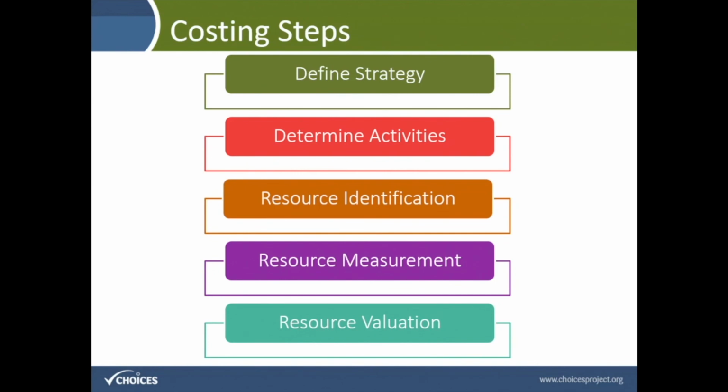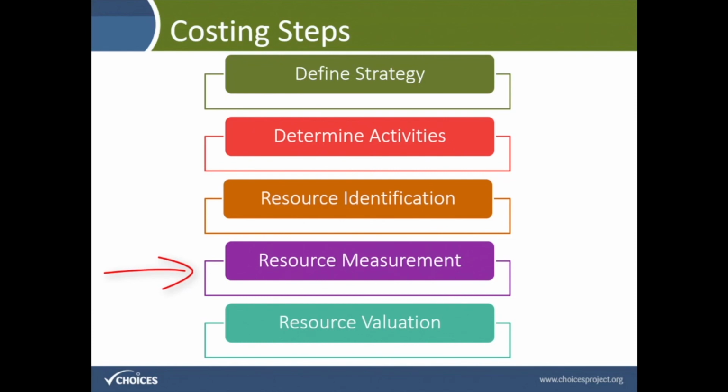So we sort of walked through the first three of the 5 costing steps. We defined our strategy, determined our activities, and we identified our resources. And we used the example of the NAP SACC program to illustrate that. Now, there are 2 more steps we're not going to talk about at length today, but the next step would be resource measurement, which is, now that you've identified all the resource inputs that go into the activities, you want to measure the quantity of the resources that get used.